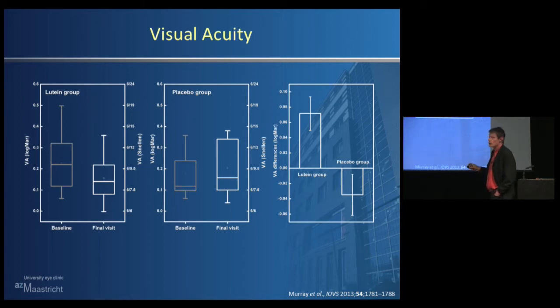Then we also looked at rod function. Everybody knows AMD is a foveal disease, but as Curcio puts it in a paper which I read a long time ago, spare the rods, save the cones, or save the rods, spare the cones, I never know. Anyhow, the idea is that rods die out in huge numbers before there is a foveal problem to be seen. So if you could spare the rods and decrease this process, you may be able to also spare the cones, the foveal part. In order to look at whether lutein has some beneficial effects on these rods, we looked at dark adaptation.